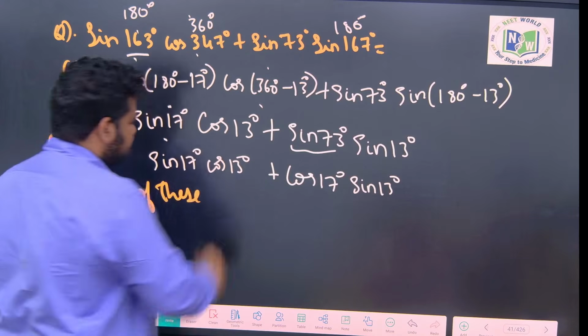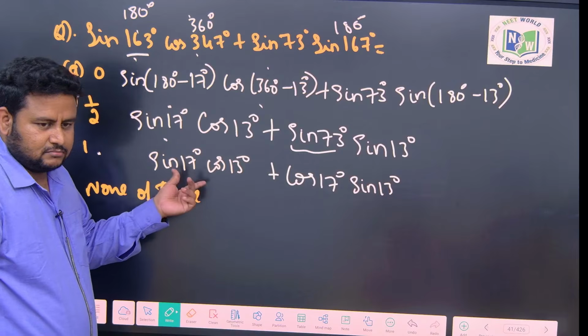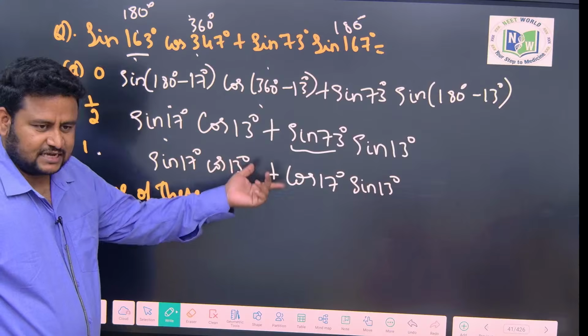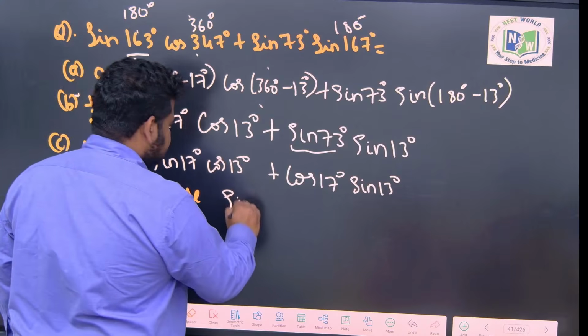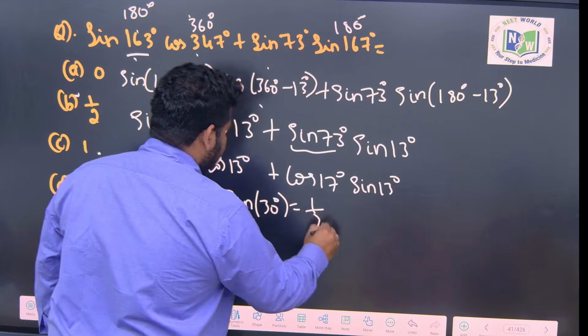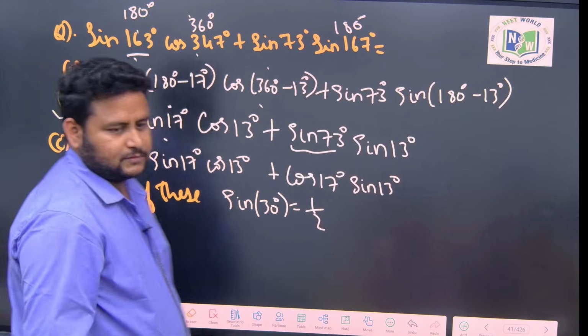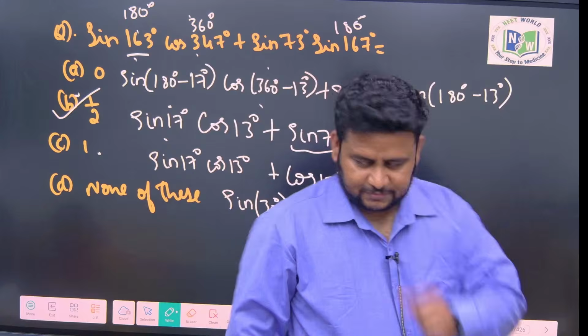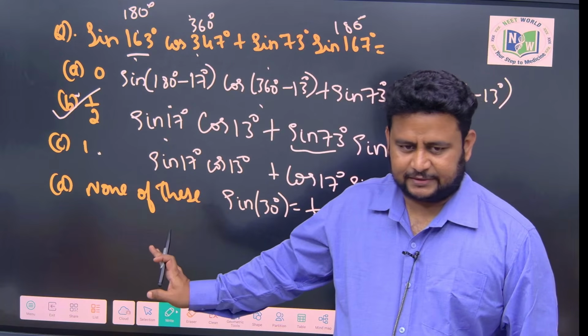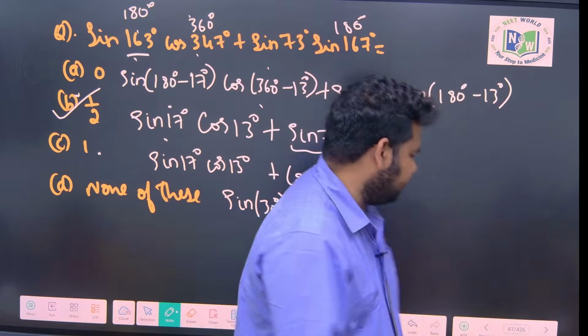Now look at this: sin A cos B plus cos A sin B is sin of A plus B, that is sin of 17 plus 13, that is 30 degrees. Sin 30 degrees is what? 1 by 2. Understood? You should be able to figure it out like this. Clear? Any difficulty you have, you tell me.